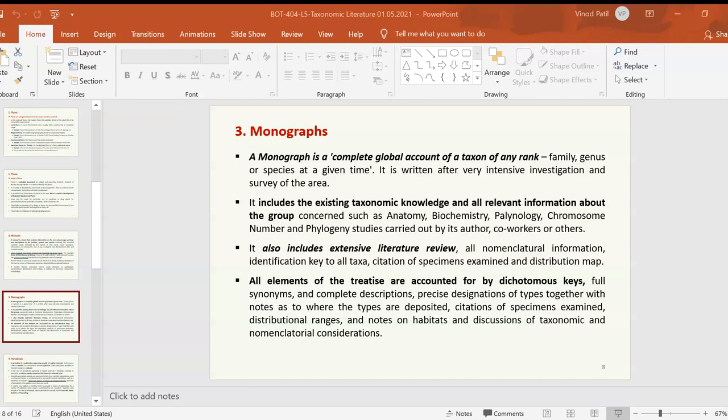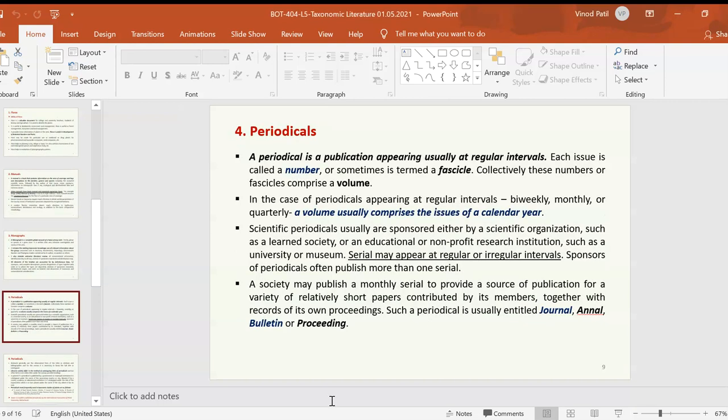essentially given. Precise designations of the types together with notes as to where the types are deposited. Typification: holotype, paratype, isotype, lectotype, neotype. Here, citations of the specimens examined, distributional ranges and notes on habitats, and discussions of taxonomic and nomenclatural considerations. So here a monograph contains every possible account of the given taxa at a given time.